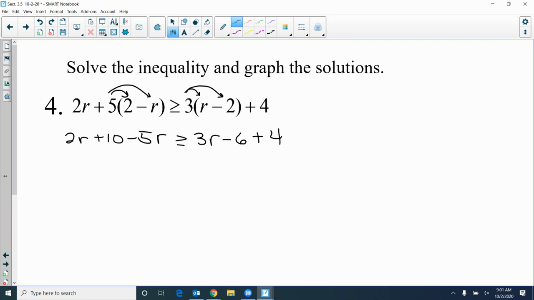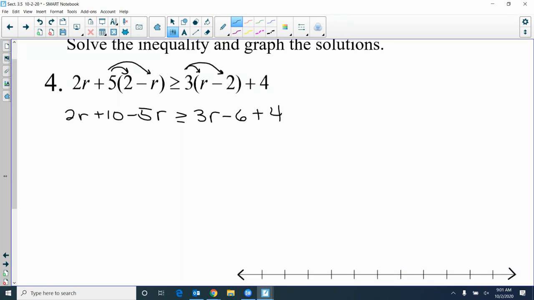Okay, now combine like terms for me, Sam. Okay, so I got 2R minus 5, I got negative 3R. You take 2R minus 5R, which is negative 3R, plus 10, good, is greater than or equal to negative 6 plus 4. So what do I write on the right-hand side? 3R minus 2. Good. All right, make sure you got that. Make sure you distribute, get rid of parentheses, combine like terms.